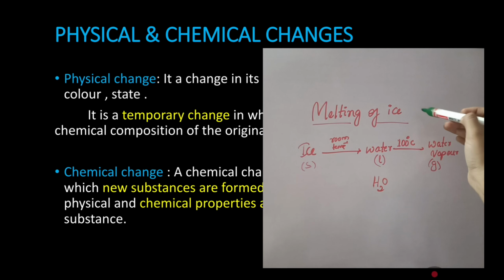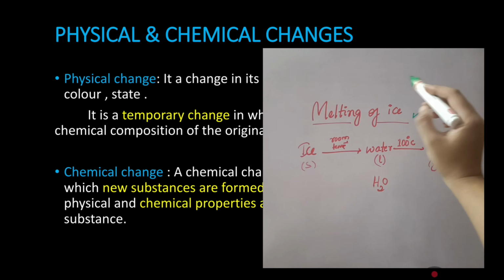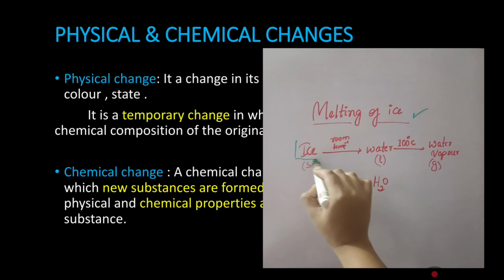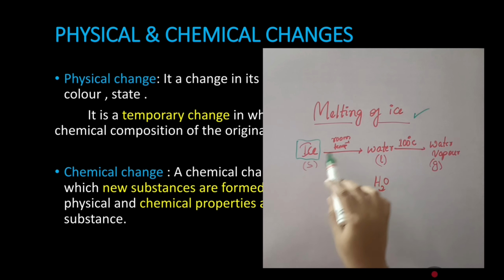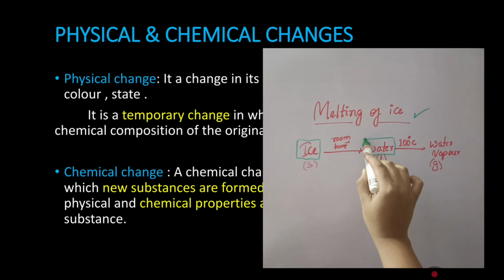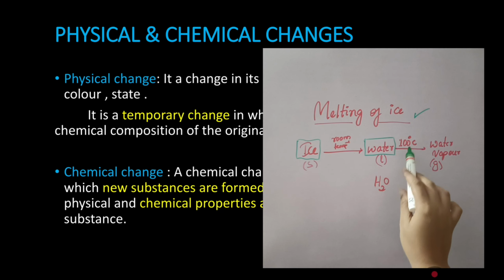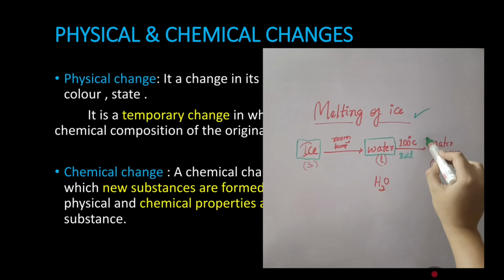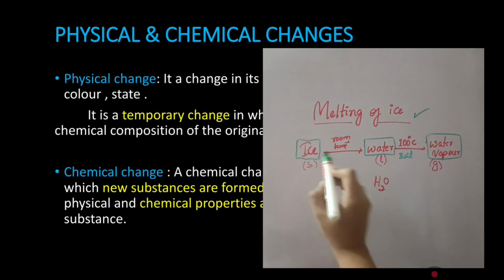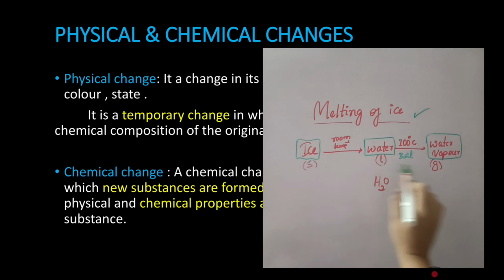The example for physical change is melting of ice. Now take ice at room temperature. Ice is going to melt into water, right? We all know. And water at 100 degrees Celsius, if you boil it, becomes water vapor. So what do you see as the change? The change is in its state.